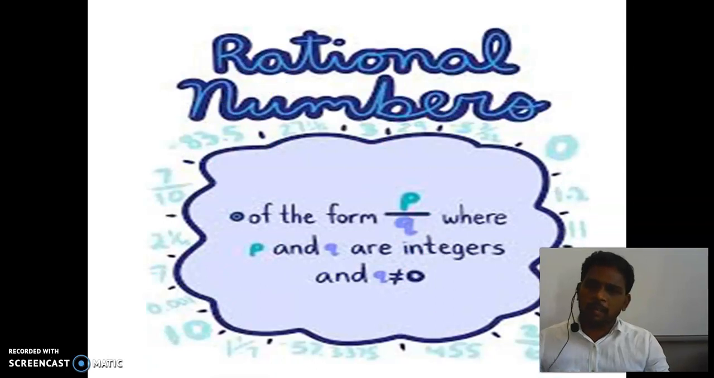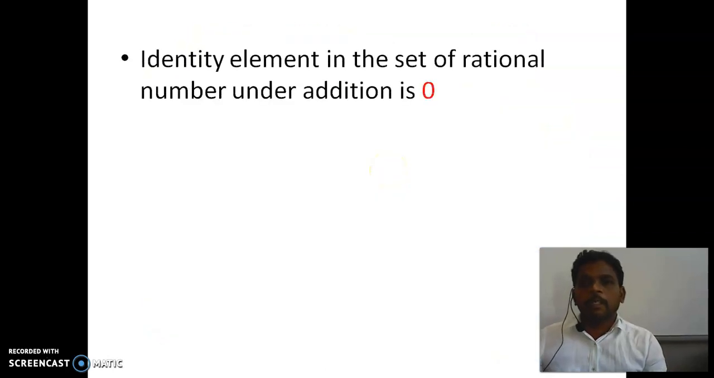So rational number, we have seen what a rational number is. A rational number is nothing but a number in the form p by q, where p and q are integers and the denominator is not equal to 0. And these are some identity properties. The identity of rational numbers under addition is 0, because if you add anything with 0, the result will be the same number. So that's why 0 is called the identity element under addition.